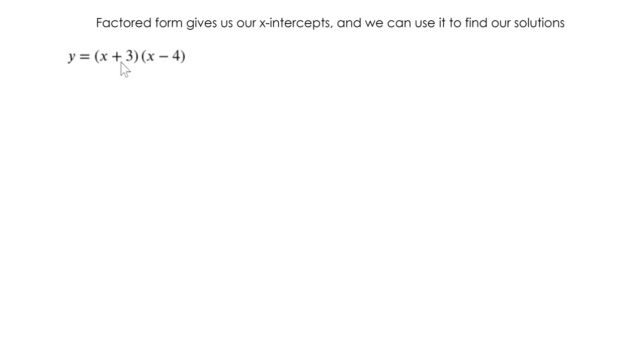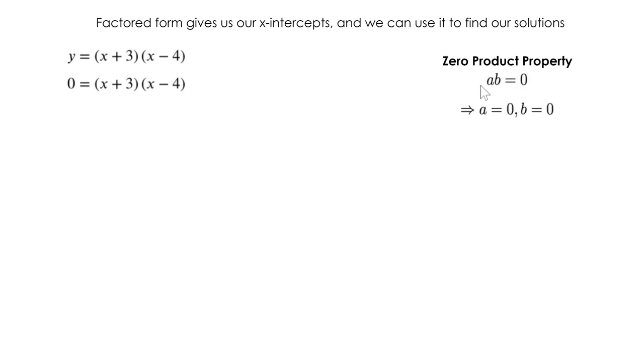When we look at this example, this is in factored form. We have the quantity x plus 3 times the quantity x minus 4. So we know that if we're finding the solutions, we need to set this equation equal to 0. So I'm going to set it equal to 0, and I know that I'm multiplying two binomials, right? Two quantities in parentheses. So based on the zero product property, one of those binomials has to equal 0. Because if I have two quantities multiplied to equal 0, one of them has to equal 0. It's possible that both of them could.